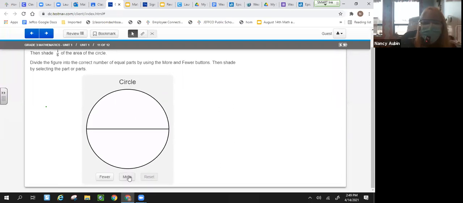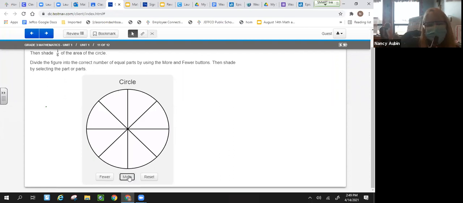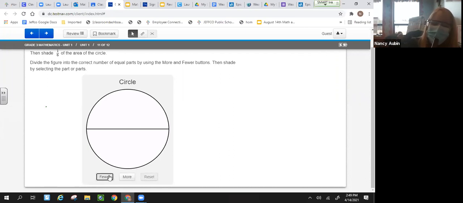So watch what happens when you click more. It divides into thirds, fourths, fifths, sixths, sevenths, eighths. I can reset it and it goes back. I can go back to more. If I did too many, I can hit fewer. Now watch, if it said divide it into thirds and then shade 1/3, you just click on it. But say I click too many. Oh no, I was only supposed to do one. Click on it again, it will come off. So that's how you do that one.